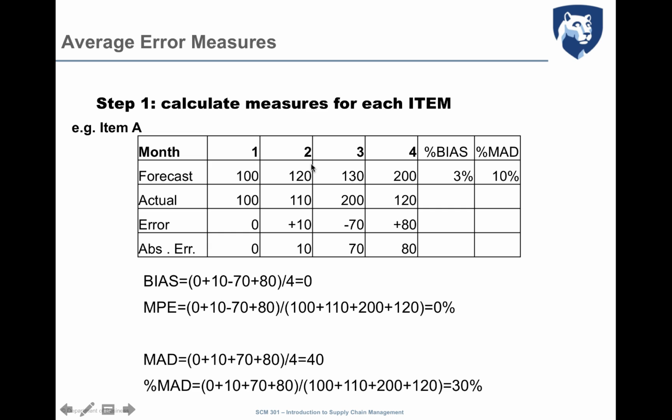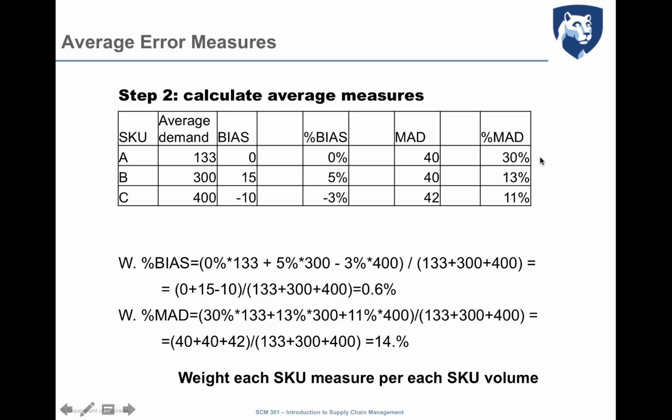If you just consider the first 4 periods, if we calculate the bias, the mean percentage error, the mean absolute deviation and the percentage of mean absolute deviation, we obtain these values just applying the formulas. Then, we have more products. Each one has its average demand, and each one has a value of bias, a value of percentage bias, a value of mean absolute deviation, and a value of percentage of mean absolute deviation.